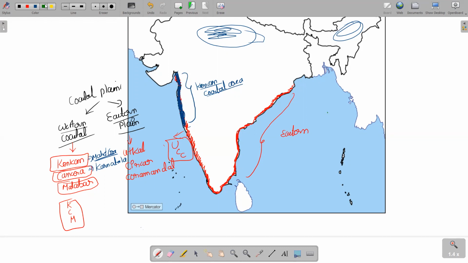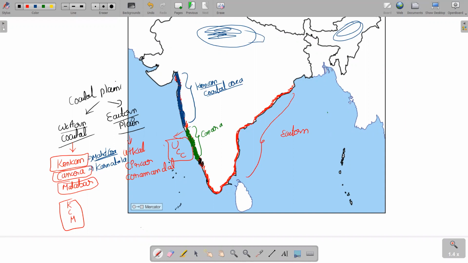Canara coastal plain is present in Karnataka. So just simply find out the Karnataka coastal area, whatever this entire area is. If the Canara coastal area is asked, you have to find out, and write only from here to here. Don't write the whole thing as you wish. And the last one is Malabar.